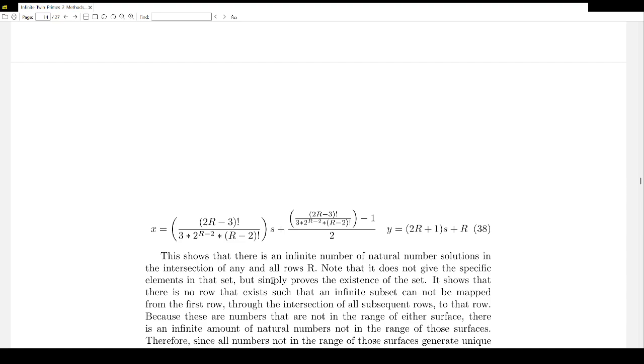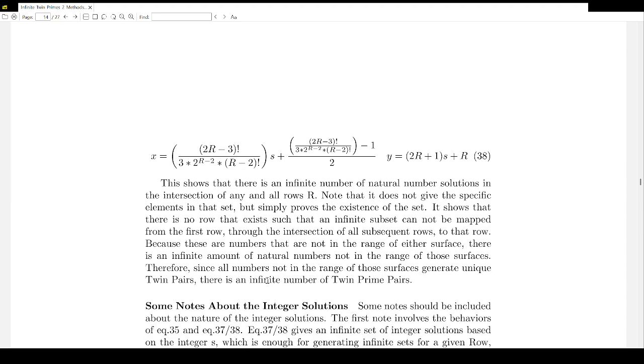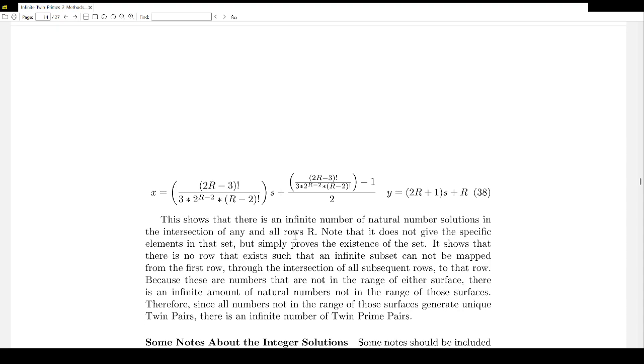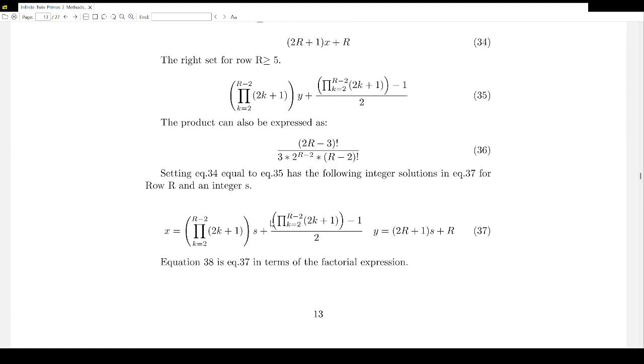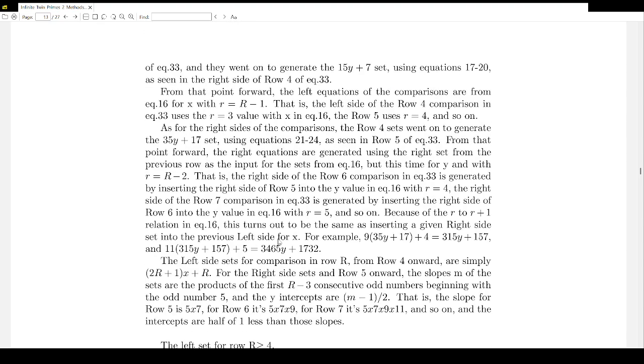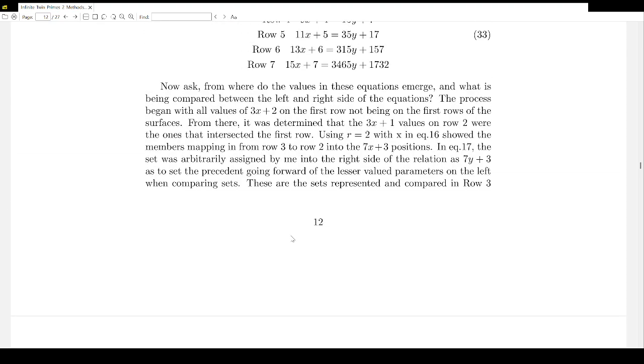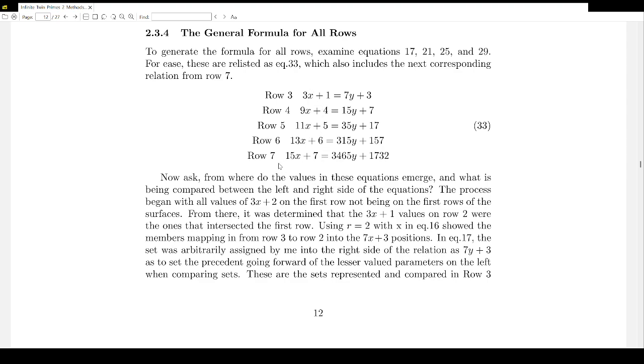But what does that show? We've just proven it. This is what we're trying to show. This shows that there's an infinite number of natural solutions in the intersection of any and all rows R. I'm going to get into what I talk about here in a second. But what am I saying here? So what we're saying here is that we found this pattern for any row R.